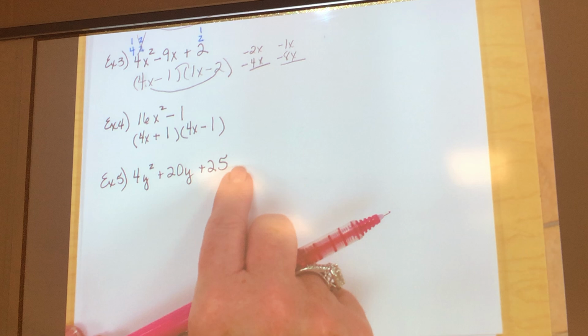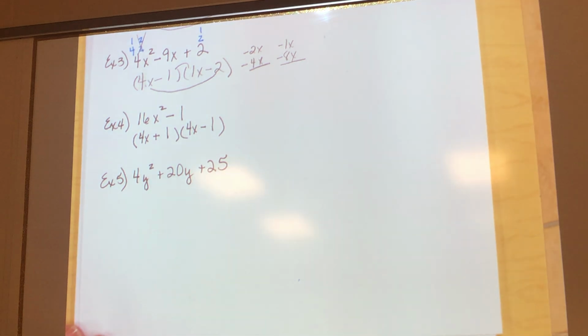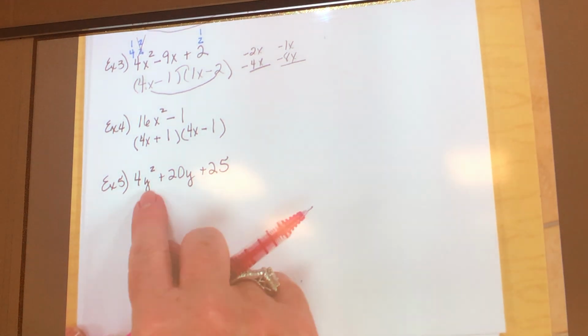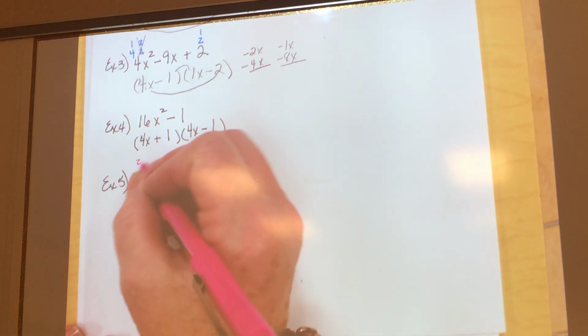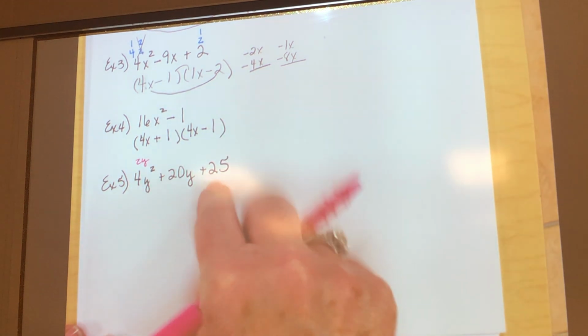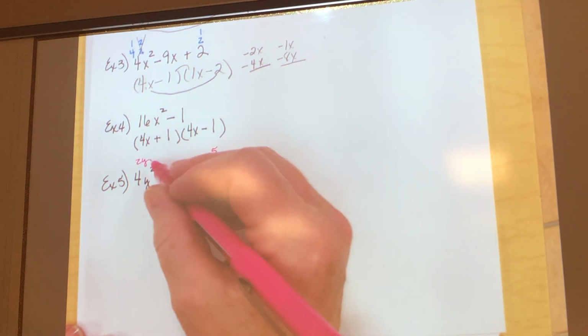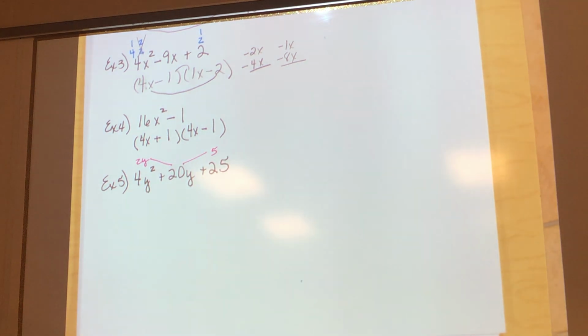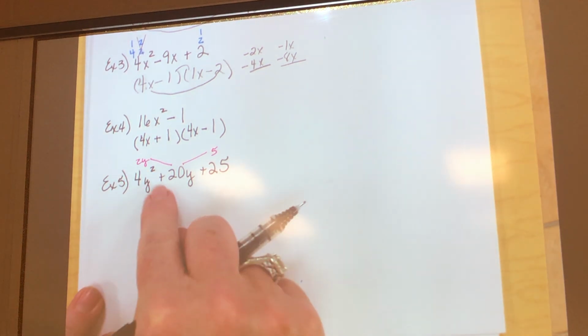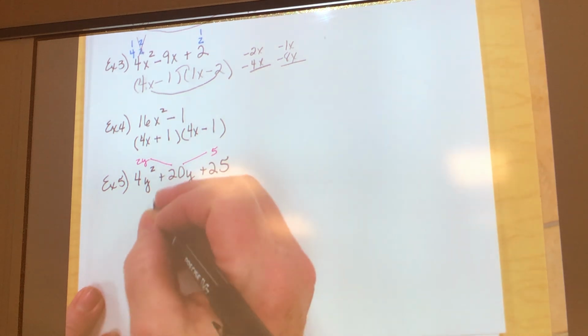Okay, and everybody doesn't have a y. So, is it special? Yes. Yes, it is. This is the perfect square of 2y. This is the perfect square of 5. Is that middle term twice their product? Yes, it is. So now, it's easy to do. Do you understand? 2y plus 5 quantity squared.